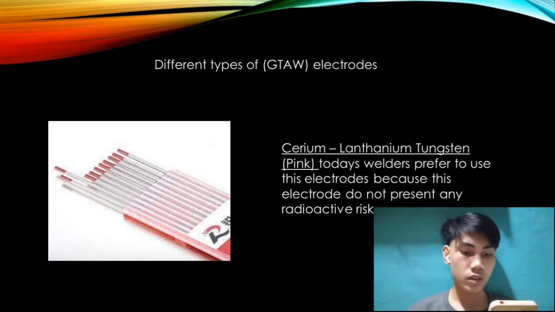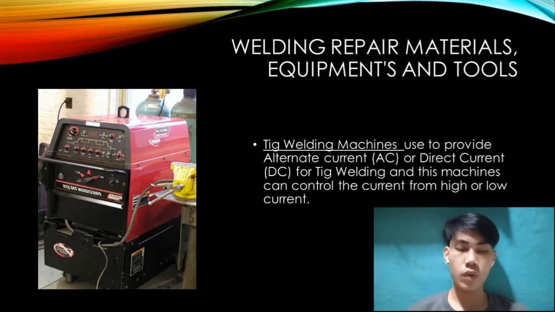Lastly, cerium lanthanum tungsten, which is pink. Today's welders prefer to use these electrodes because they do not present any radioactive risk. Let us proceed to the welding repair materials, equipment, and tools.